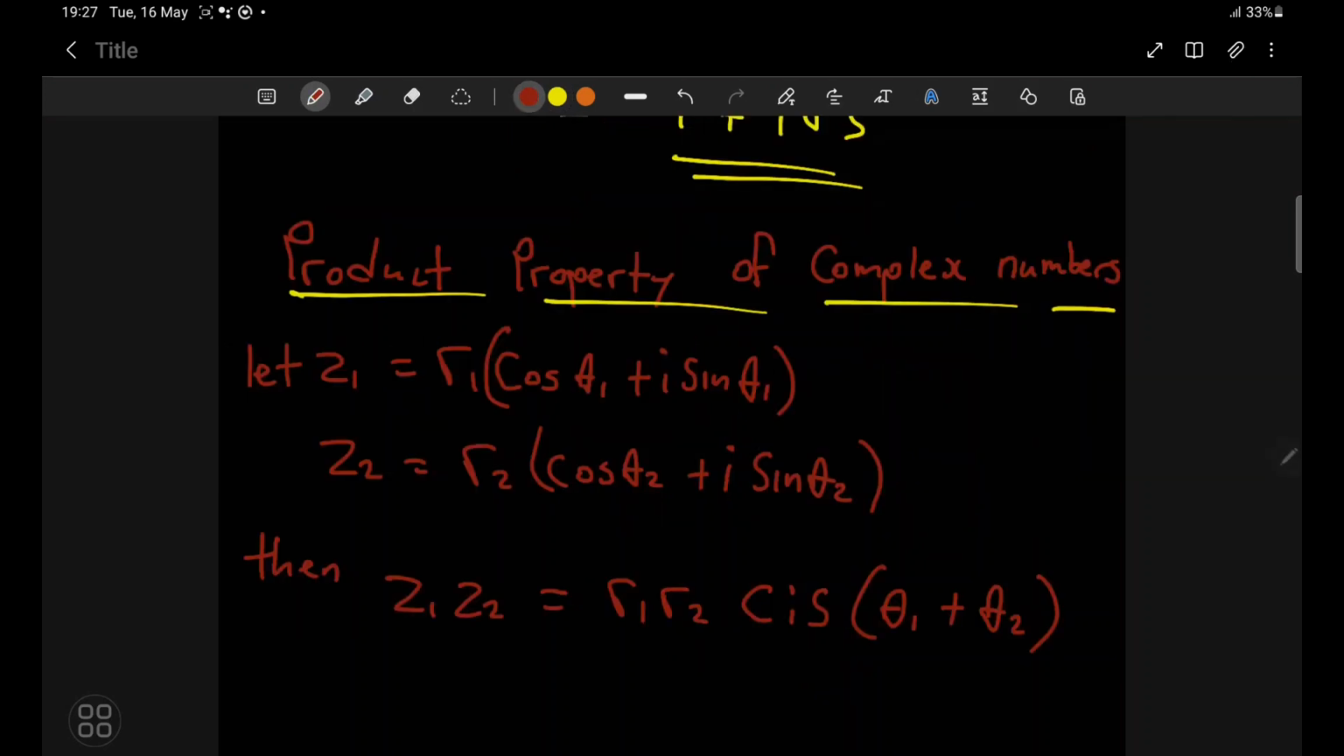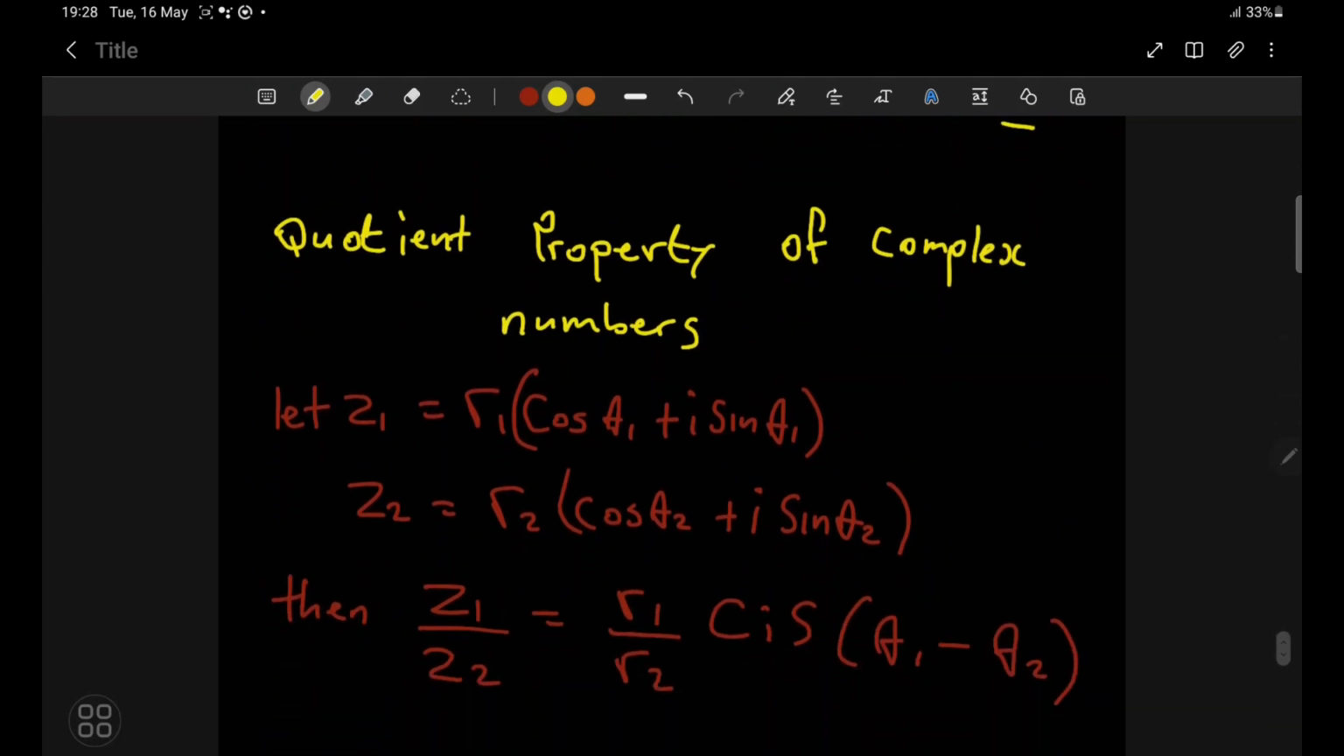The next part that we need to look at is the product property of complex numbers. So if we have, say, z1 is equal to this and z2 is equal to this, if we were to multiply these two complex numbers in polar form, the product that we get is this. It's a property that you need to remember. Whenever you multiply two complex numbers of this format in polar form, this will always be your product.